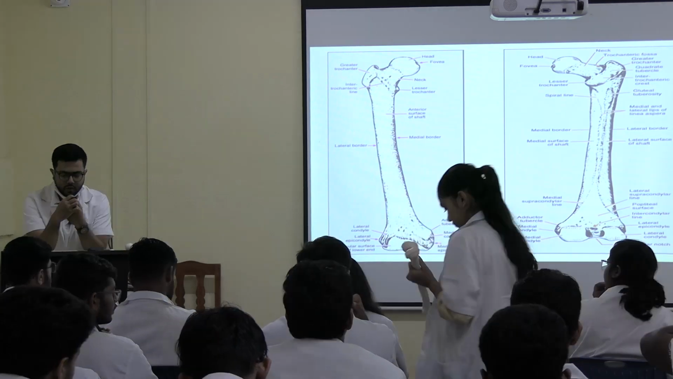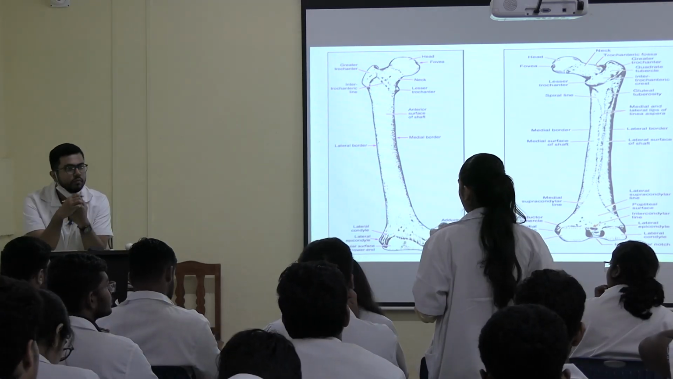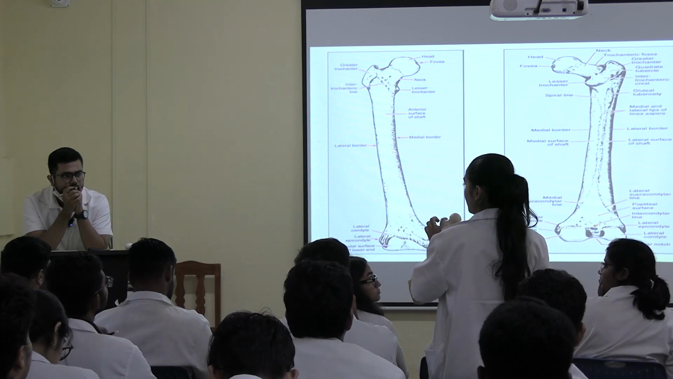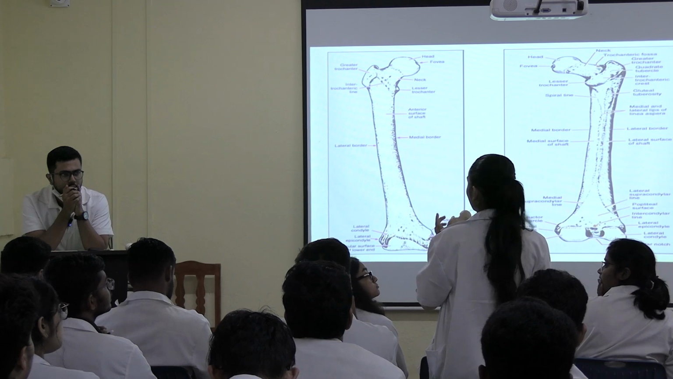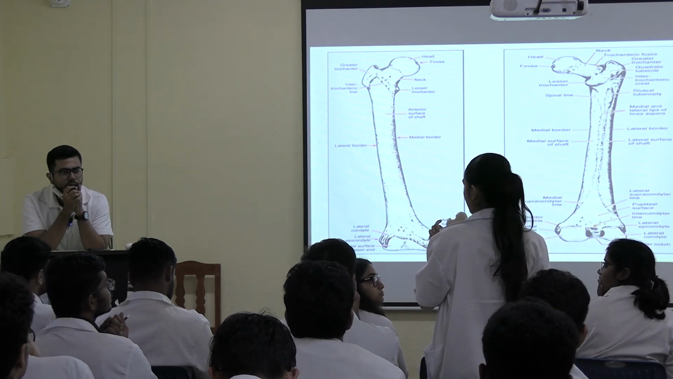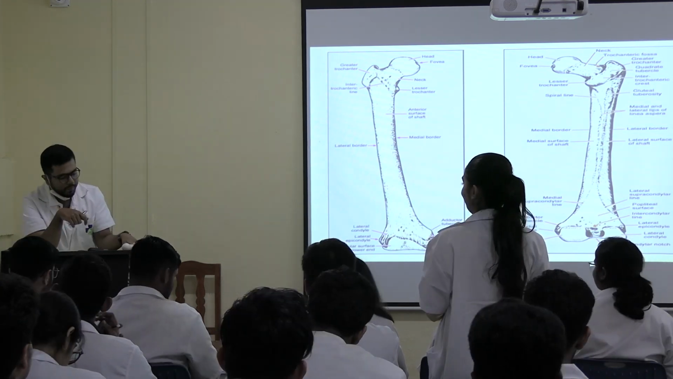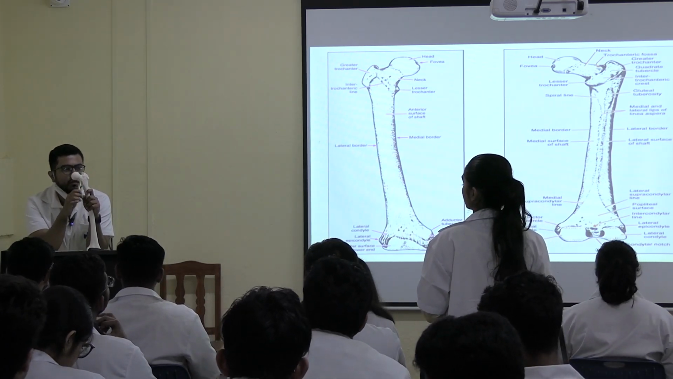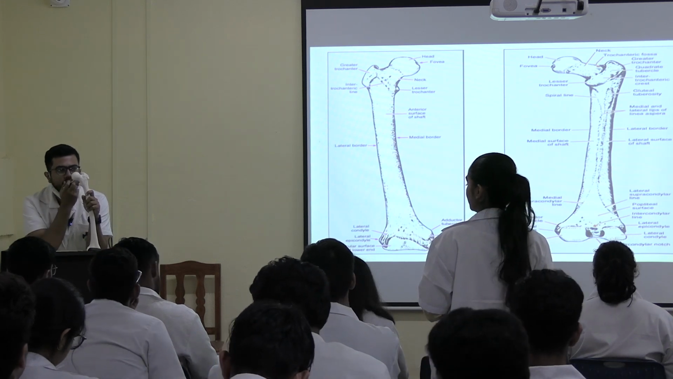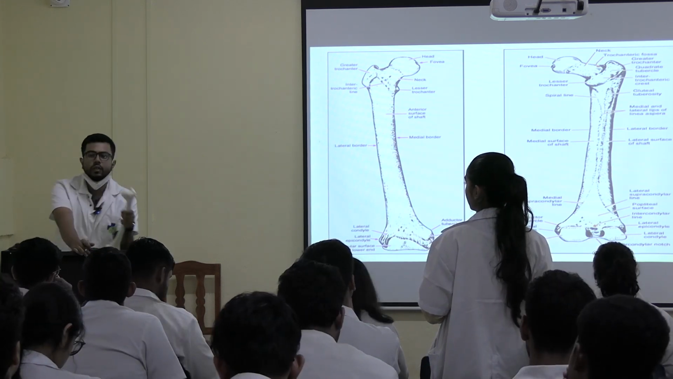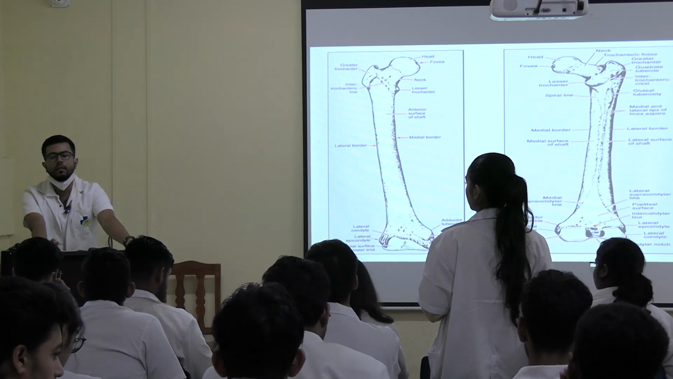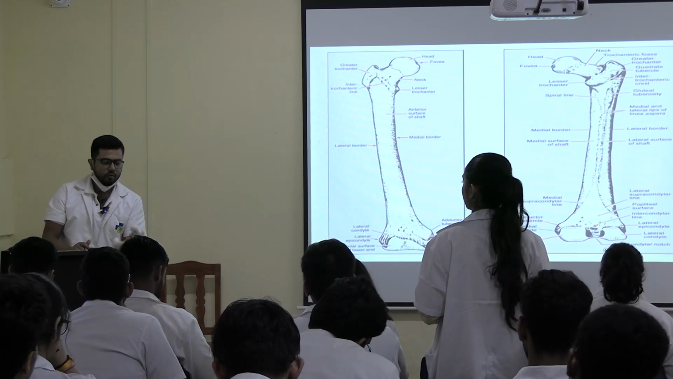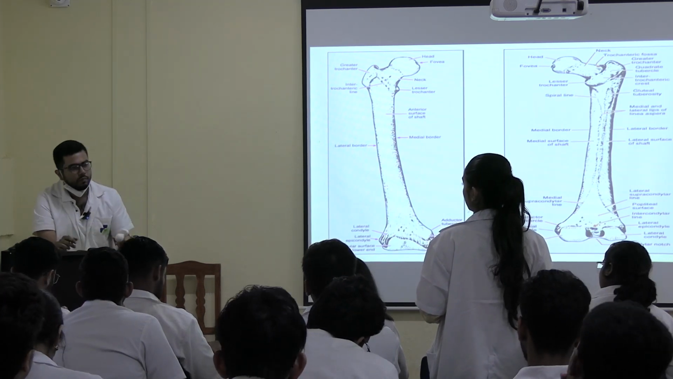Pass it to her. Describe the upper end. So this is head, and this is neck, upper end, lower end. Borders: upper border, lower border. What are the surfaces? This is the upper border. This is the lower border. So there is a surface. What is this surface? What is the surface between upper and lower? Anteriorly and posteriorly. Where is the greater trochanter?